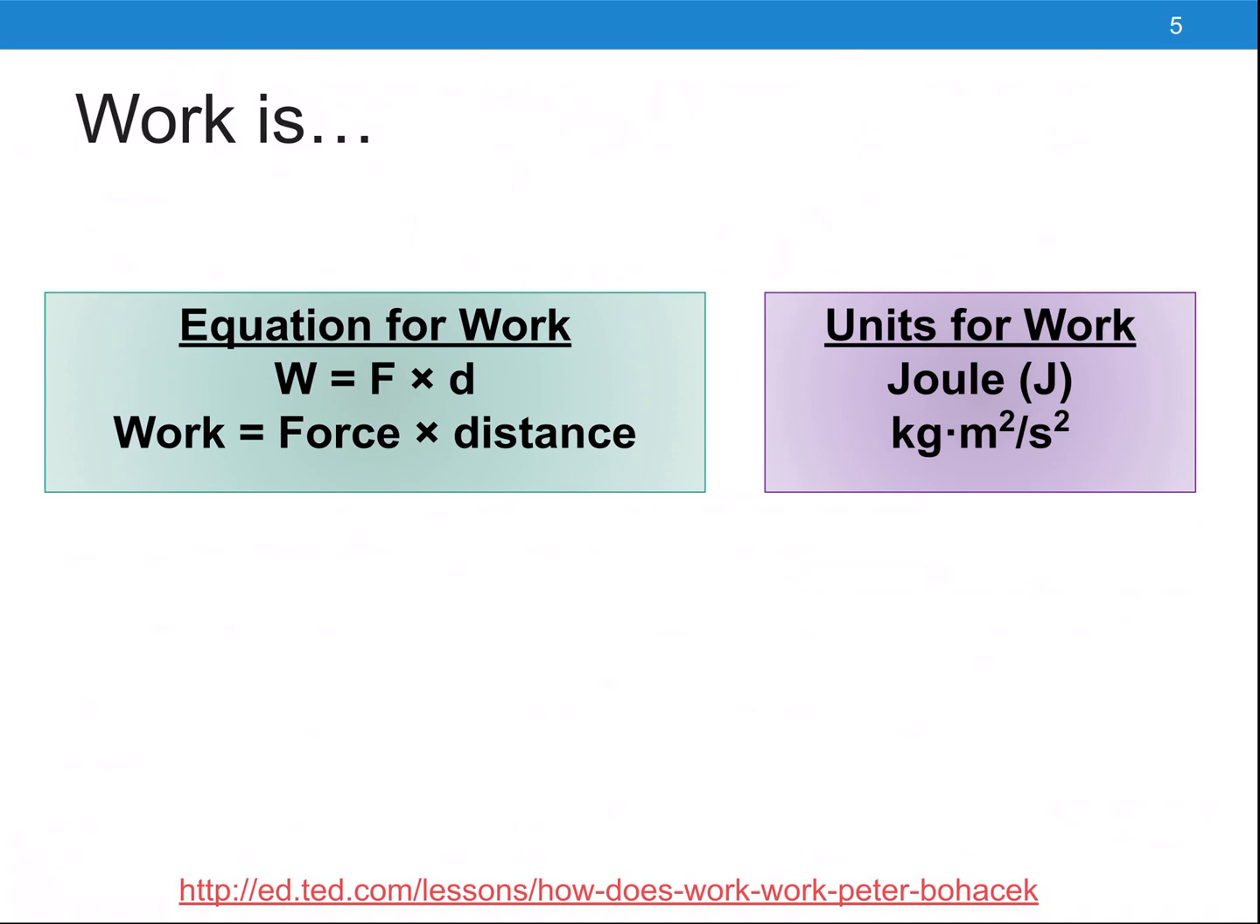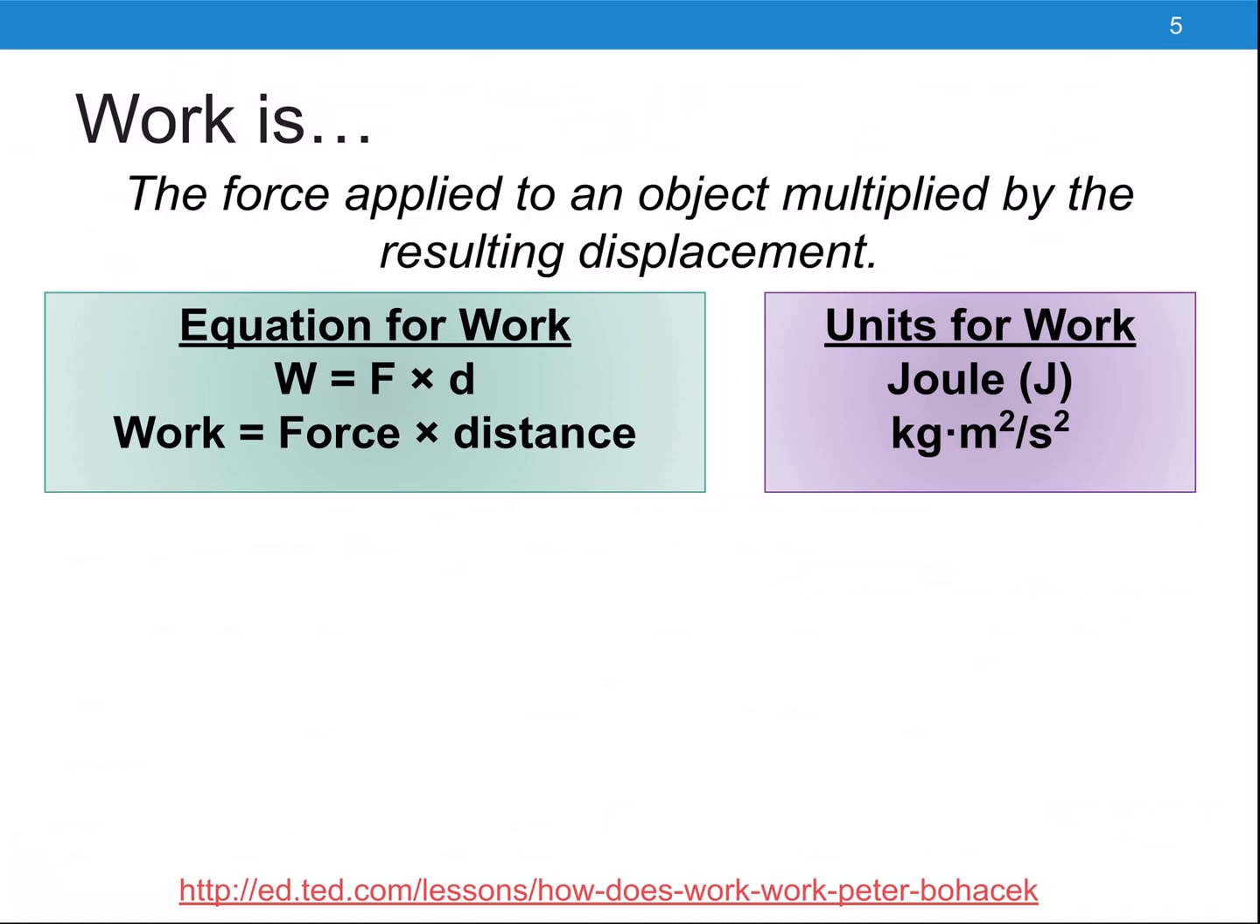Now, how will we calculate this? Force is applied to an object multiplied by the resulting displacement. So calculating work is the force times the distance or the displacement. And the units for force and distance are going to remain exactly the same, newtons for force and meters for distance. You're probably wondering why there is this thing called joule for work, but that is because a joule is a newton meter. And all of the units that are listed below the joule are all of the units that make up a newton with an extra meter in there. So that's why a joule is a newton meter.